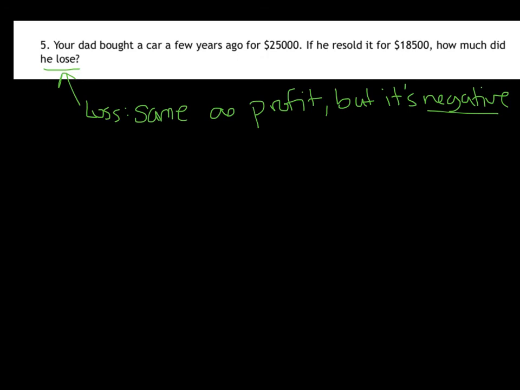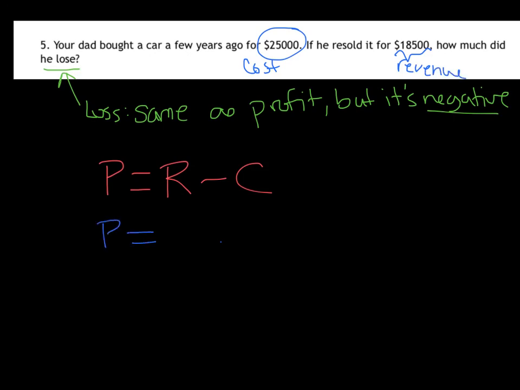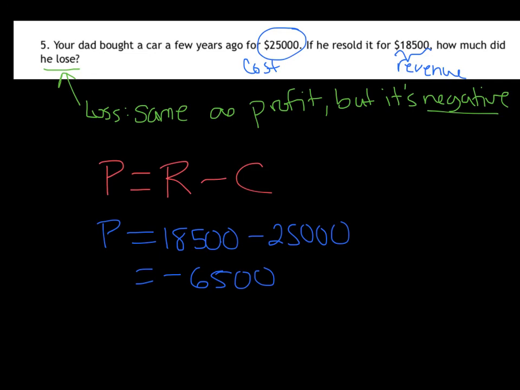So in this case, we're still going to use the same equation. And the seller here is your dad. So your dad's original cost was $25,000. Now, your dad's revenue is the amount that he resold it for. So this is his revenue. So what we're going to do is we're going to write it as P equals $18,500 minus $25,000. When you work that out, you will get negative $6,500.